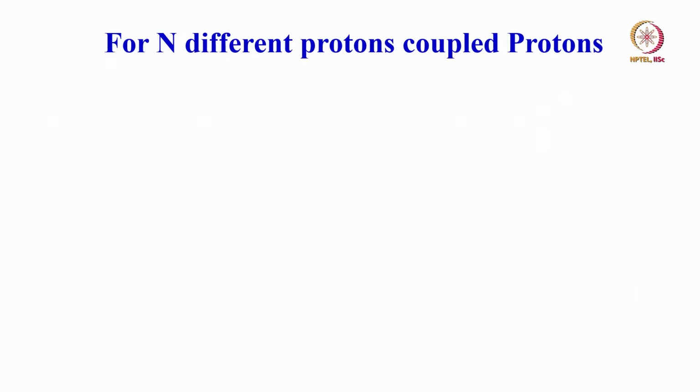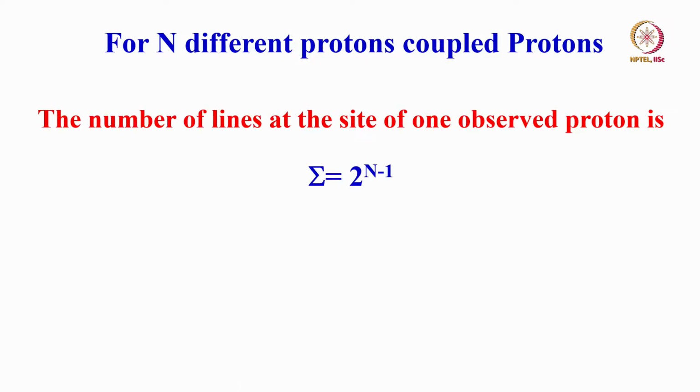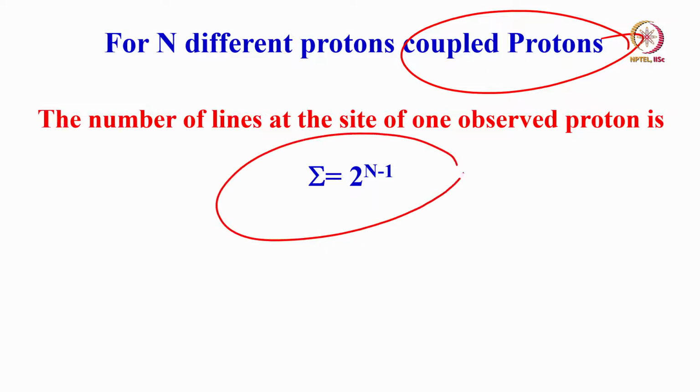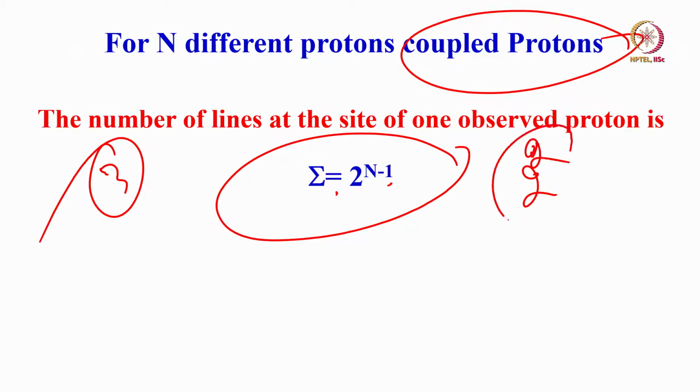So, in total you got 12 lines. For n different protons, when they are coupled to other protons, the number of lines at the site of one observed proton is 2 to the power of n minus 1. For example, for 3 spins, 2 to the power of 3 minus 1, that is 2 squared, so it is equal to 4, that is what we observed.